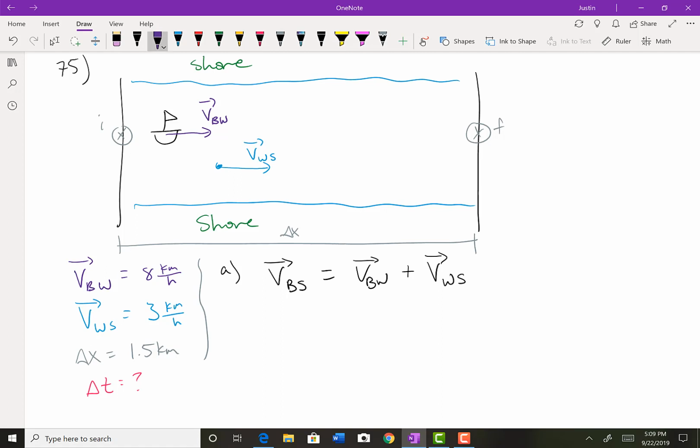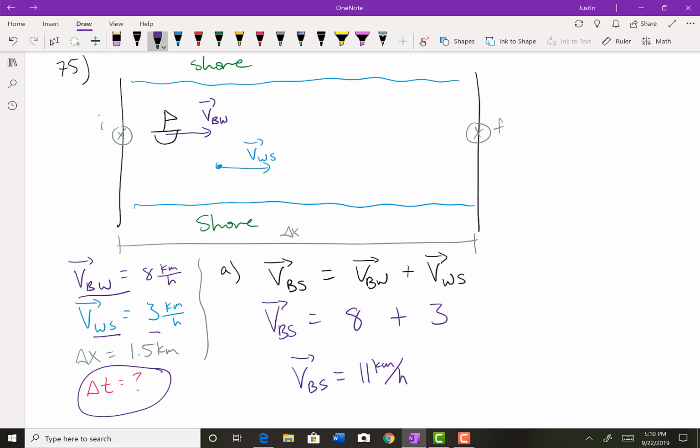So I have the velocity of the boat with respect to the shore. Now the velocity of the boat with respect to the water is already written, already there. So it's just going to be 8 kilometers per hour plus the velocity of the water with respect to the shore, which is 3 kilometers per hour. And I get the velocity of the boat with respect to the shore is going to be 11 kilometers per hour. Now, am I done? Is that my answer? No, because they want me to find out what's the time.